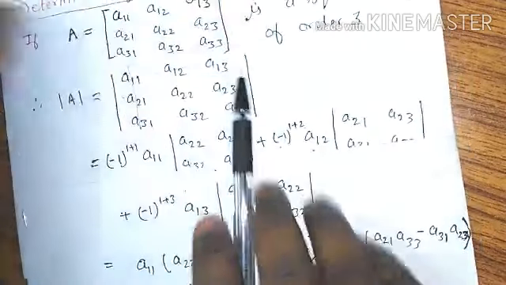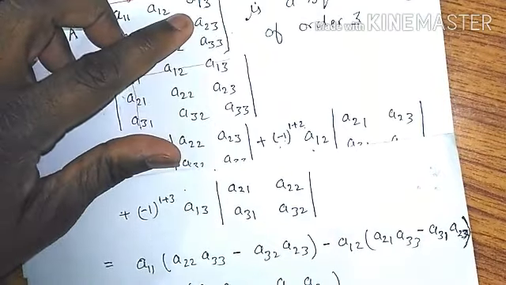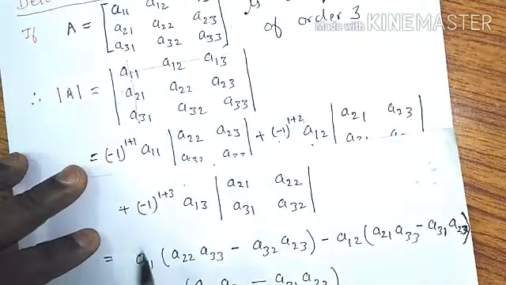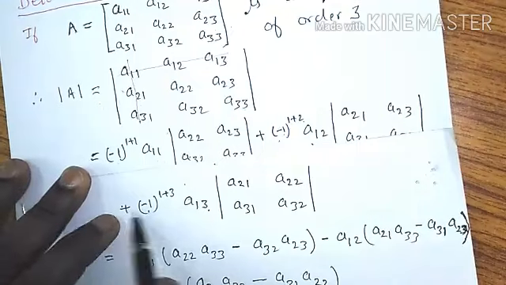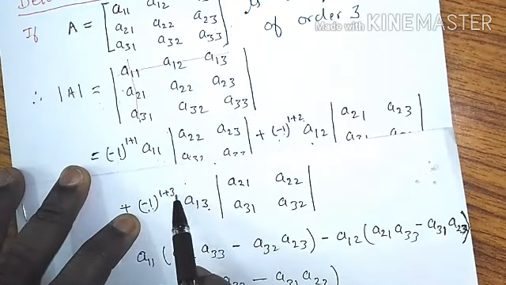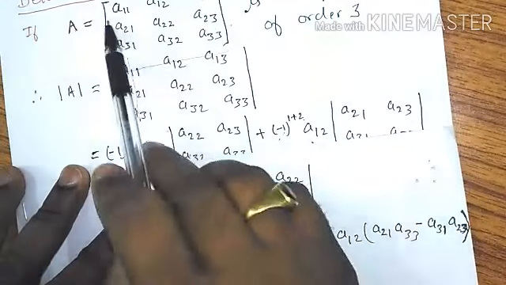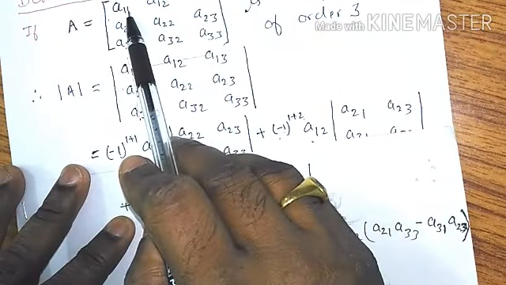Now the third element of this row is a13. So I have written a13, but before that a plus sign and then minus 1 raised to the power 1 plus 3. So why am I taking this thing? First I will explain to you these three positions. So here 1 plus 1 becomes an even number.